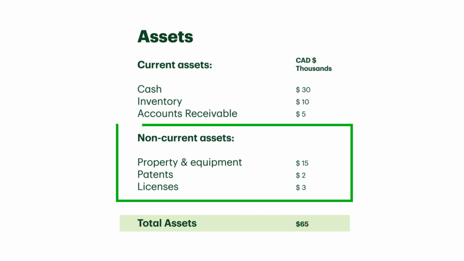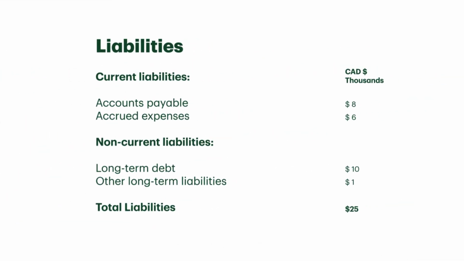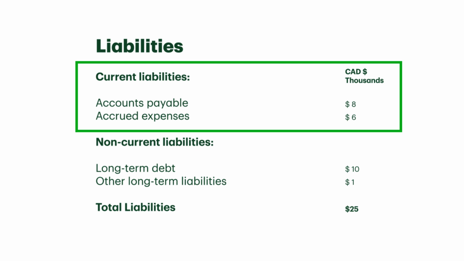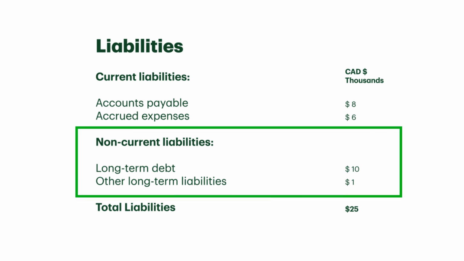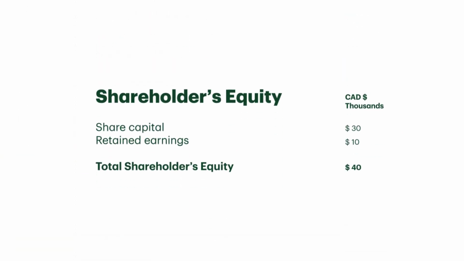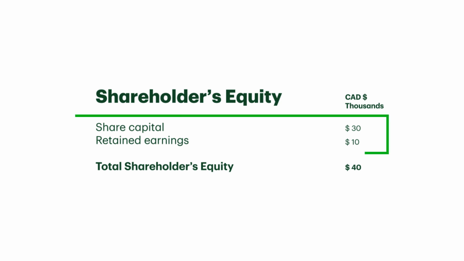Now to the other side of the ledger for liabilities and shareholders' equity. Liabilities are also classified as current or non-current. Current ones are items like debts due within a year and accounts payable, or purchases the company made on credit that it still needs to pay. Non-current liabilities are long-term bonds the company has issued, as well as long-term debt it holds. As for shareholders' equity, it's generally separated into share capital and retained earnings.